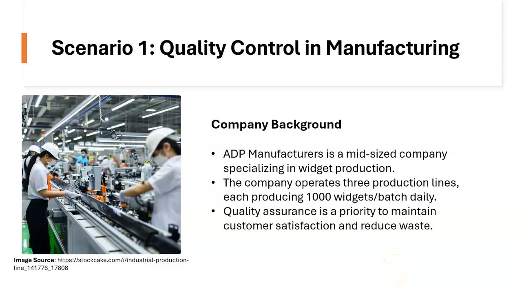There is a company called ADP, a mid-sized company which manufactures widgets, and there are 3 production lines which produce 1,000 widgets or batches daily. Now, what we need to check is whether the widget quality is controlled or not, whether the process is under control or not.